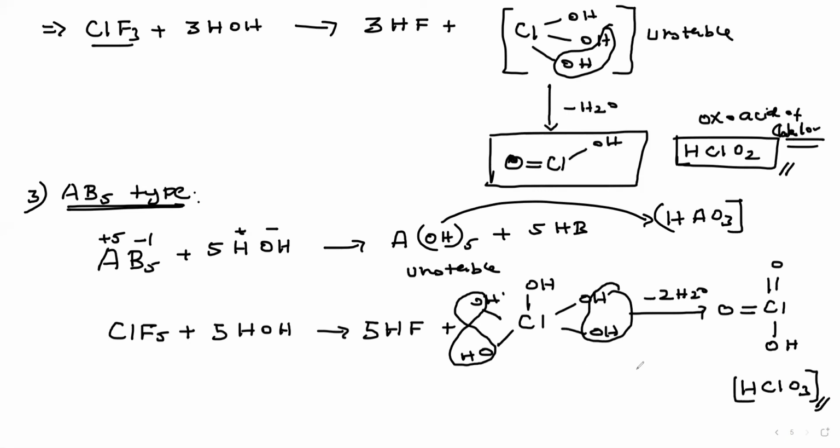Okay, this is during AB5. ClF5 undergoes hydrolysis. Which product do I get? I get HClO3. Okay. Now the last type, AB7. Please note the last type. AB7 type, same. How many moles of water are needed? 7 moles. Therefore, I take AB7. This is +7, here -1. Then I get the 7 moles of HOH.